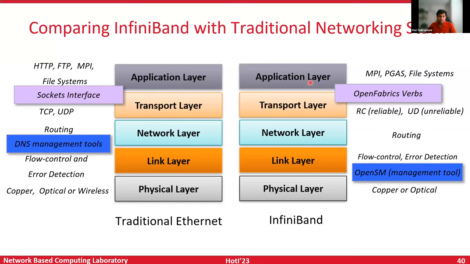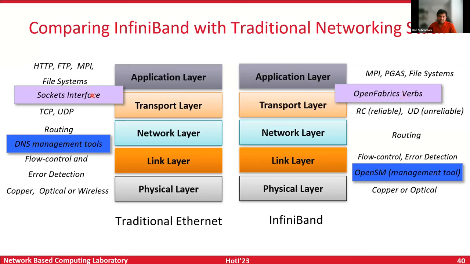Between the transport layer and the application layer, if you look at the Ethernet side, you have the sockets interface. On the InfiniBand side, you have what is called the OpenFabrics Verbs interface. Now, this is one of the biggest differences and one of the major causes for the improvements that InfiniBand is able to deliver in terms of performance.